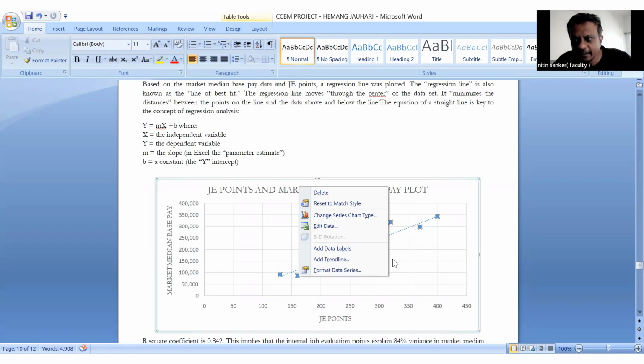I have their market salary. Now I'm using the slope and intercept formula of Excel to give me a linear straight line called the pay line. This line is called the pay line.